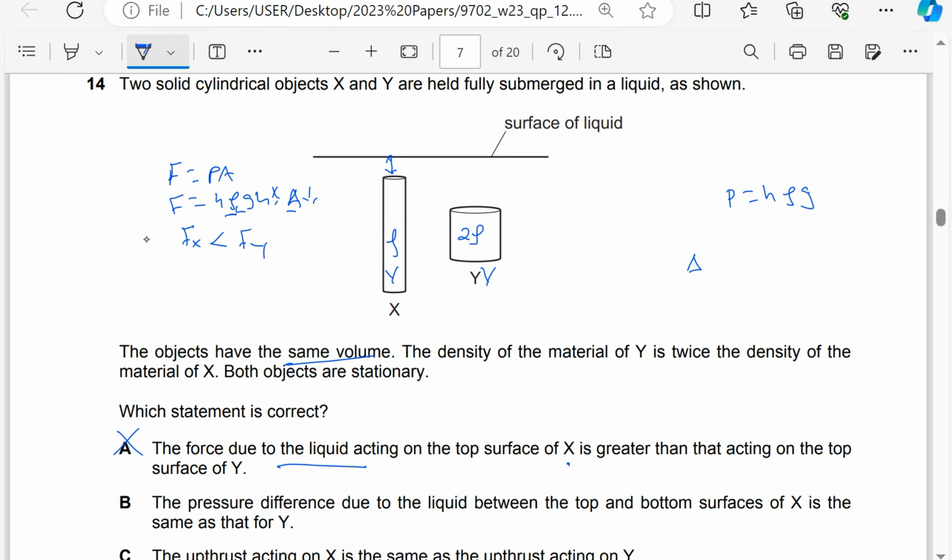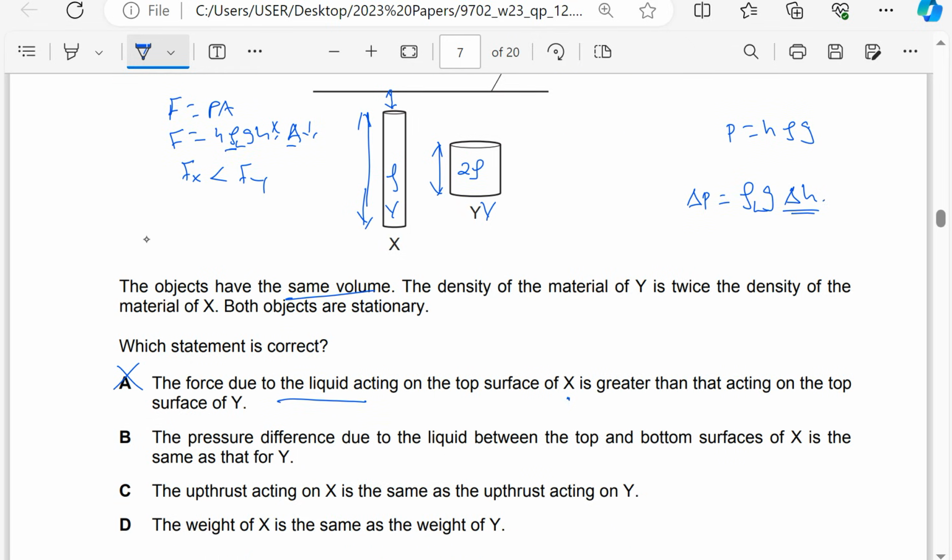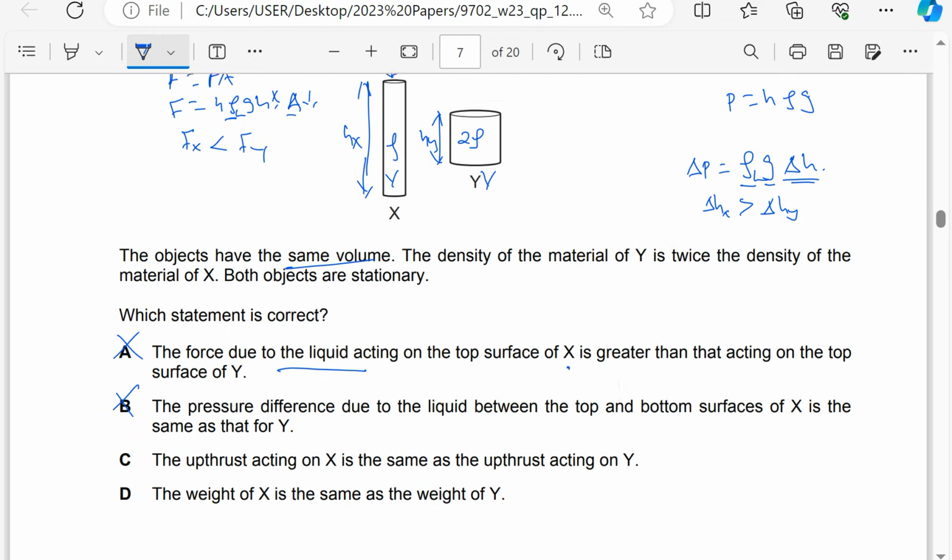The pressure difference due to the liquid is going to depend on the density of the liquid times G times the difference in the heights. Of course, the height for X is not the same as the height for Y, so the pressure difference is not the same. The change in H for X is greater than the change in H for Y, even though the density of the liquid is the same and G is the same. Rho L is the density of the liquid in which these are placed, so the second statement is wrong.